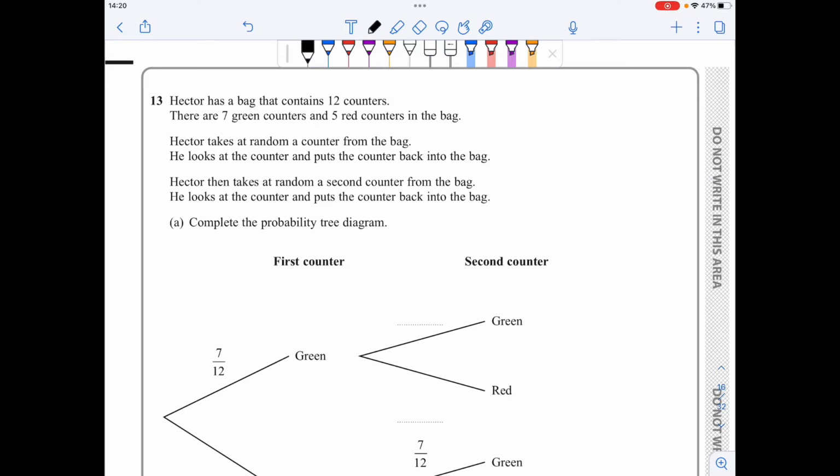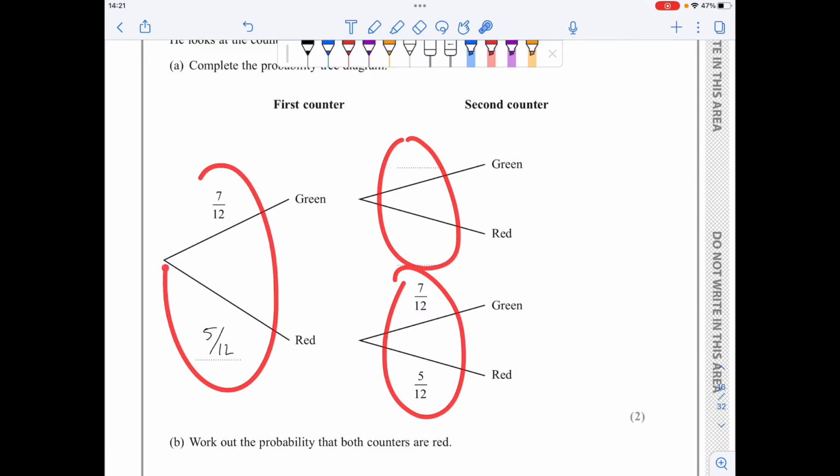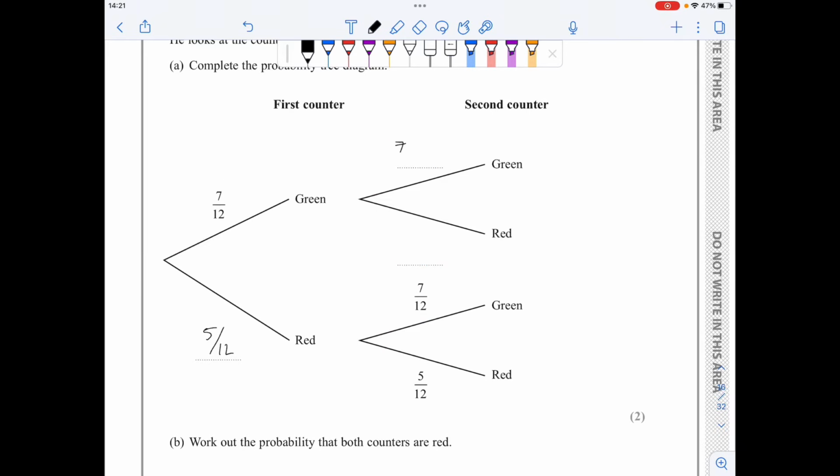For part of question 13, I need to complete the tree diagram. Now, since this probably is 7 over 12, the one below will be 5 over 12. And then note that because we are replacing, all these pairs will be exactly the same. So I get 7 over 12 and 5 over 12.